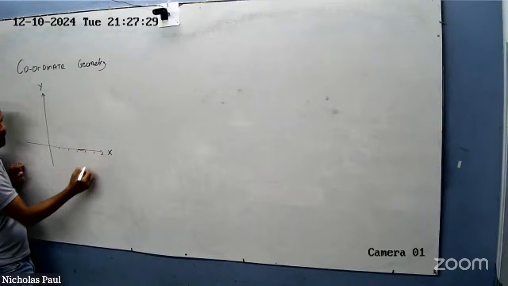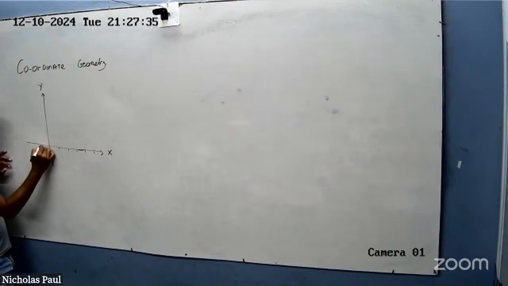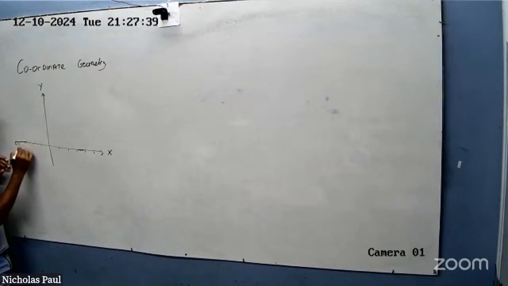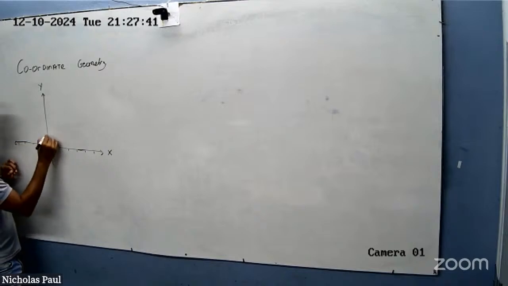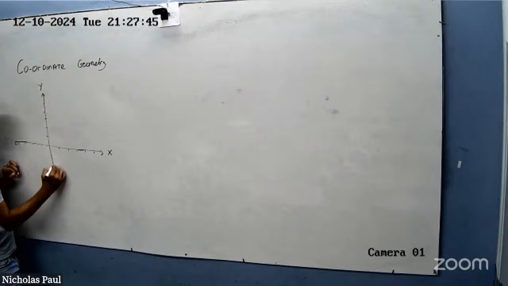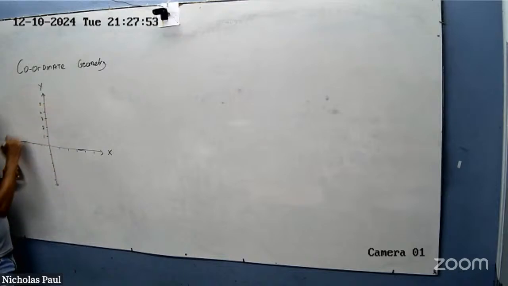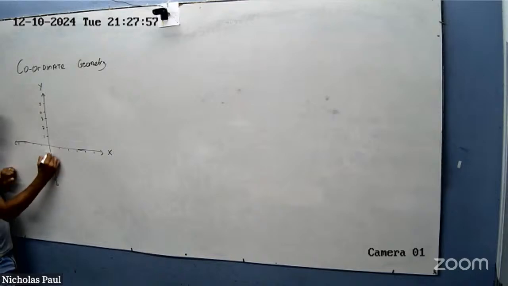Anybody? If you plot a point on the x-axis, something is always the same. Anybody? Somebody? Anybody else? Dominic? What is happening?